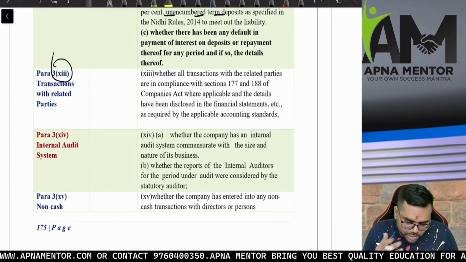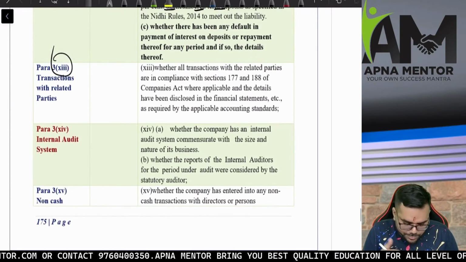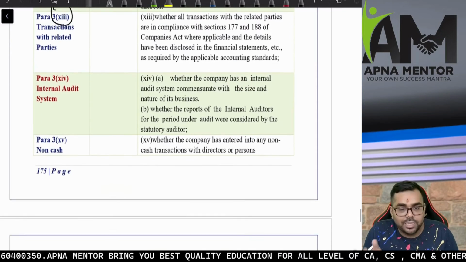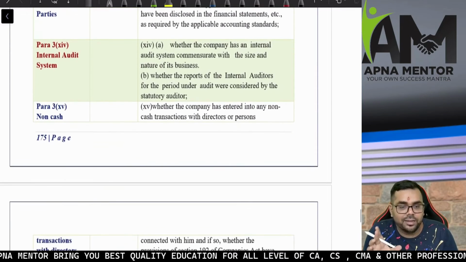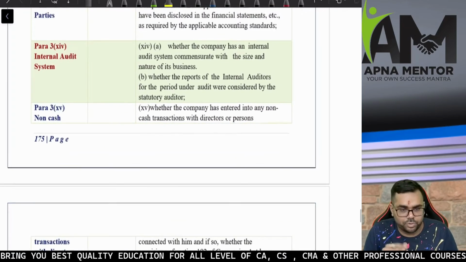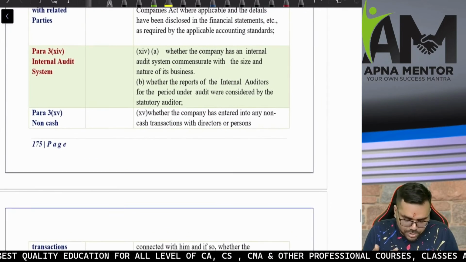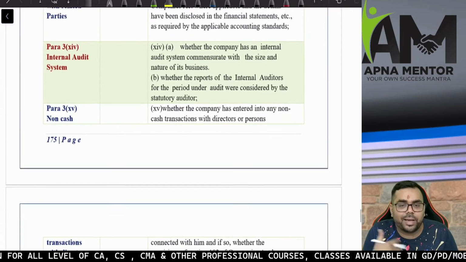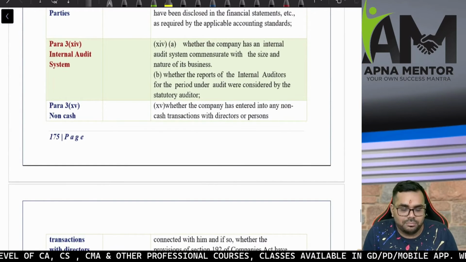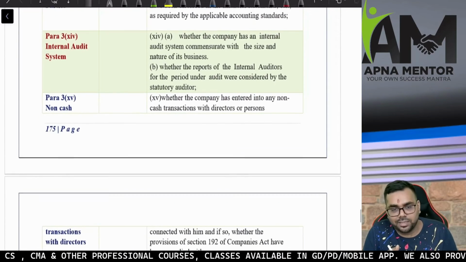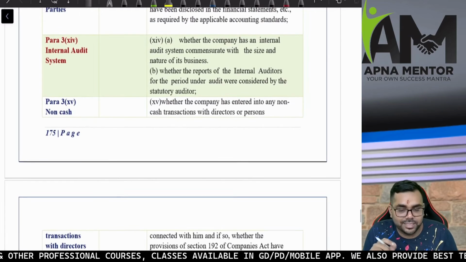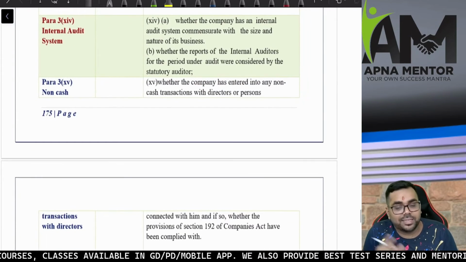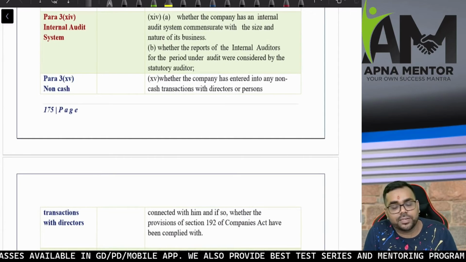So as an auditor, I need to report whether all the transactions with related parties are in compliance of sections 177, 188 and AS 18. Now what are the related parties doing? Related parties are doing the internal audit. So the next clause is internal audit system, clause number 14. I need to report whether the company has an internal audit system that matches with its size and nature. If it's a listed entity and does not have an internal audit system, I need to report. I need to report the compliance of section 138. And also I need to report whether the statutory auditors have considered the reports of internal auditors.